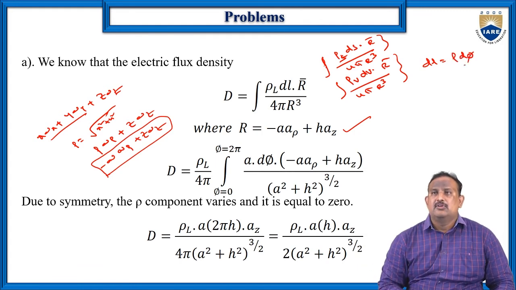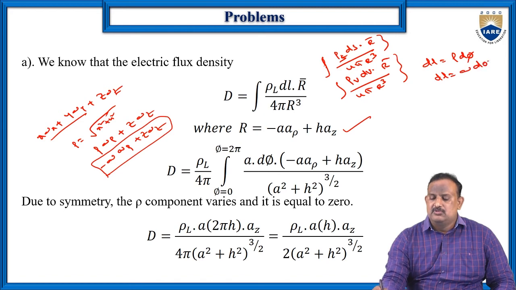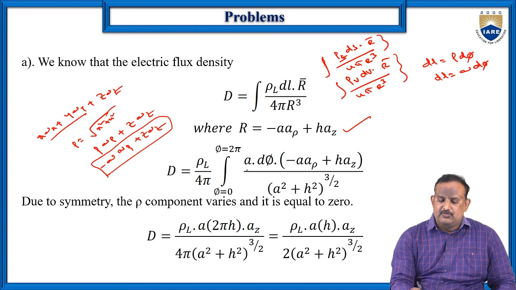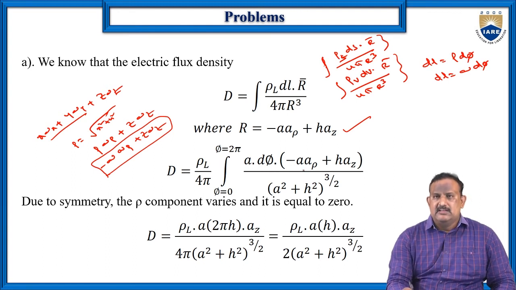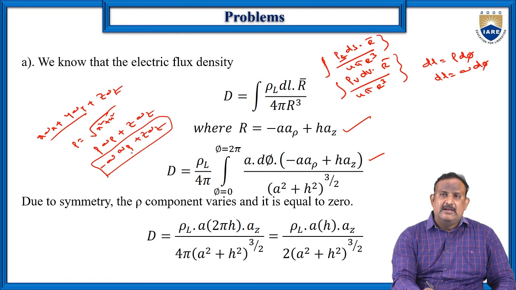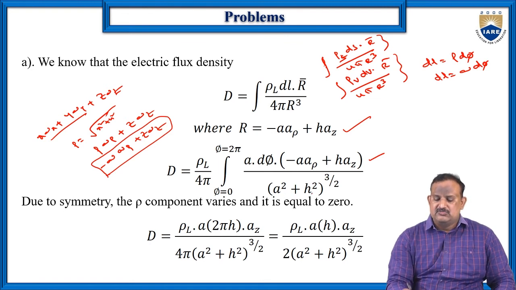dl is equal to rho into d phi, but rho is the radius of the circle. Therefore, we can substitute dl is equal to a into d phi. In place of rho, here I am writing a into d phi. Therefore, a into d phi into minus a a_rho plus h a_z is the vector, so the magnitude of the vector is root of a square plus h square, whole power 3 by 2.